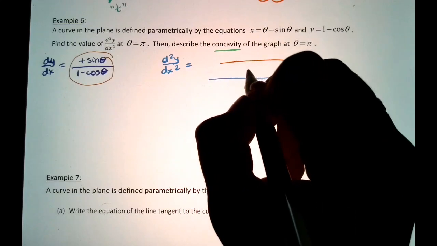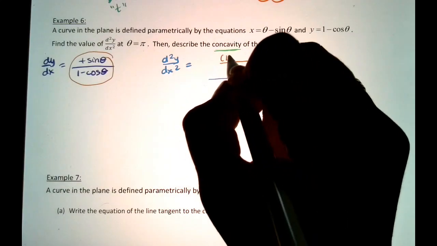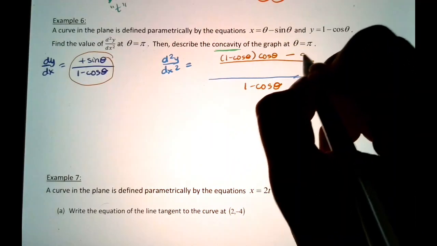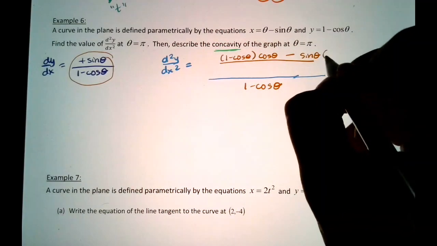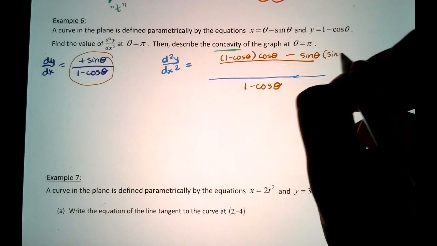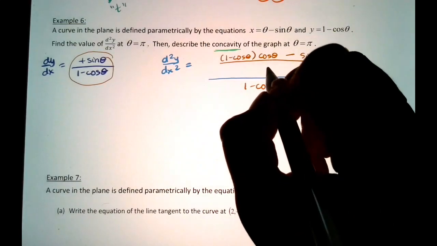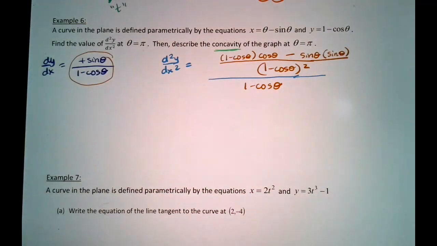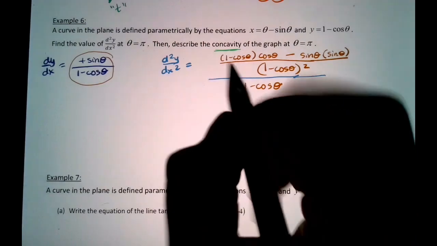The quotient rule, it's always bottom times the derivative of the top minus the top times the derivative of the bottom. The derivative of 1 is 0, and the derivative of negative cosine would be positive sine. And I put it over the bottom squared. That looks like an absolute mess. So I'm going to clean it up. I promise, promise, promise. So let's do that.